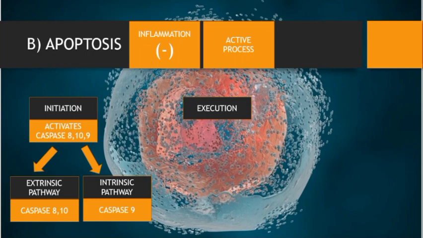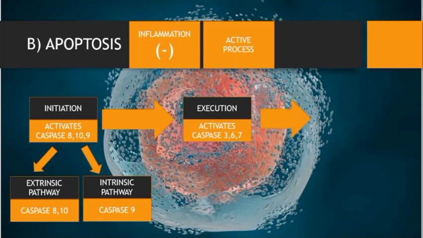These caspases then activate caspase 3, 6, 7. Remember guys, for apoptosis, first it is initiated, then it is executed. For initiation, we need to activate caspase 8, 10 and 9. For execution, we need to activate caspase 3, 6 and 7. Once it is activated, it causes apoptosis and cell death.